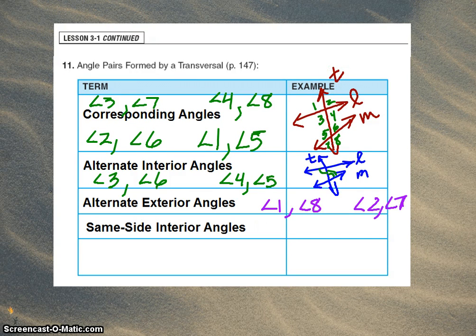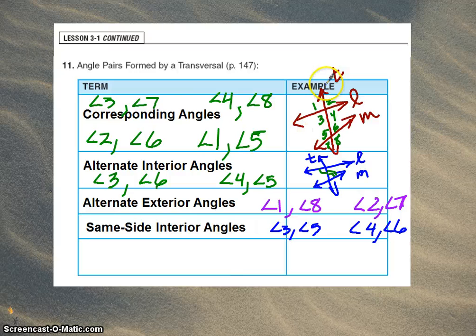Same side interior means they have to be on the inside, which means they can only be on the interior of this, but they have to be on the same side. So the same side interior angles are angles 3 and 5 and angles 4 and 6. And those are the same side interior angles. And that's basically it when we look at angle pairs.